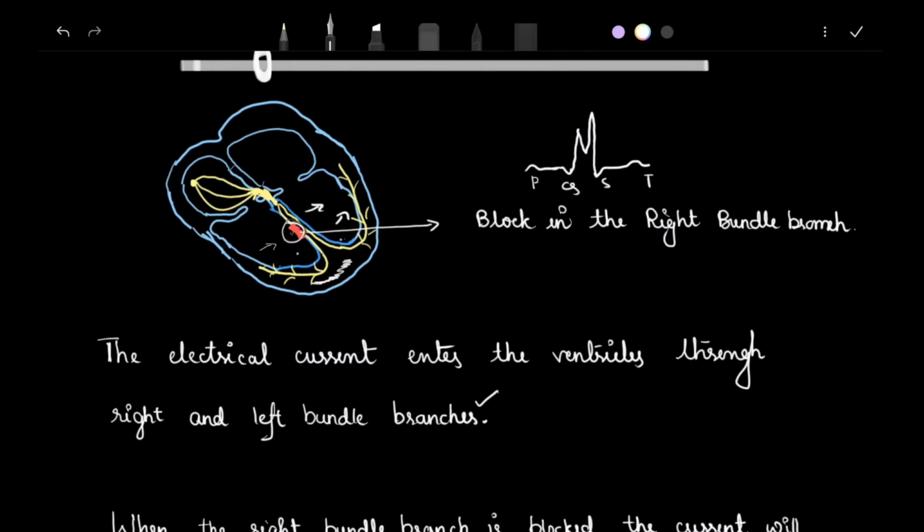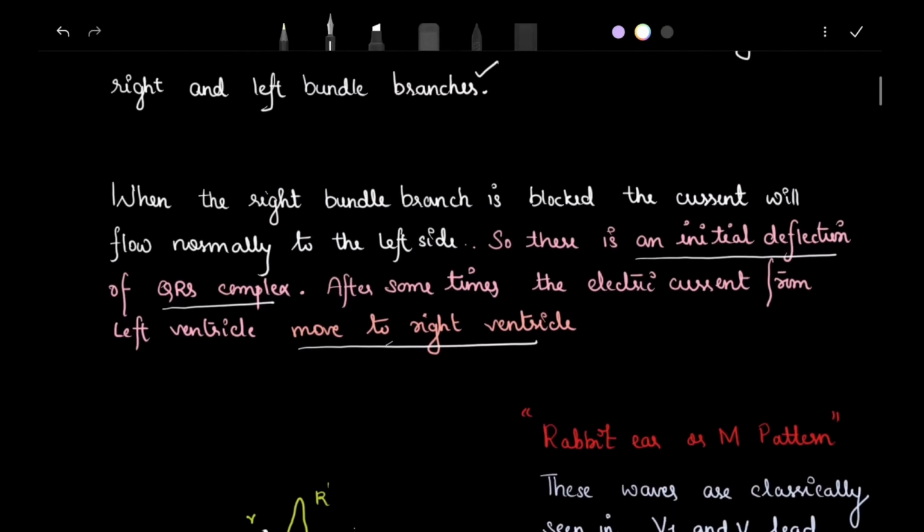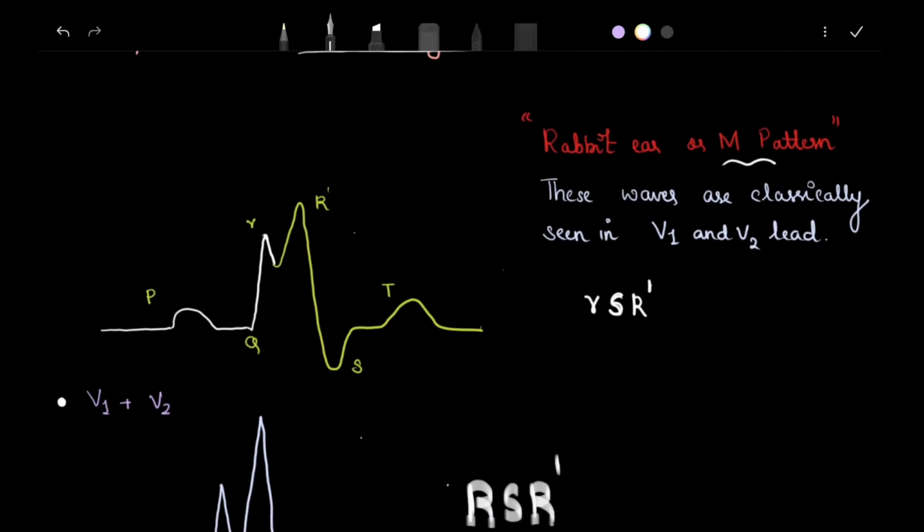forming another complex. So this is two complexes. Here we can see the rabbit ear or M pattern, the RSR dash pattern. The first R is a small positive deflection, then comes the S, then comes the strong R dash positive deflection. These are the two deflections seen here.